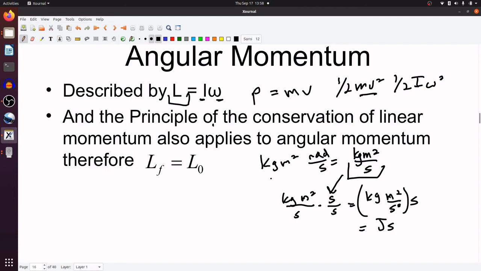And the principle of conservation of linear momentum also applies to angular momentum. And so basically, we can take the sum, and we're never going to do many in this class, but we can take the sum of all of your initial angular momentums and set them equal to the sum of all your final angular momentums. We can use it to solve for all sorts of cool stuff. And that's what we're going to do next.